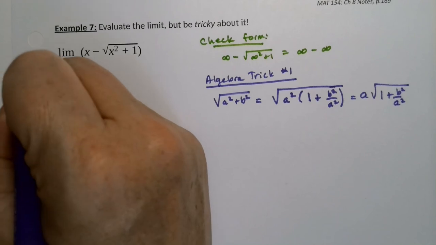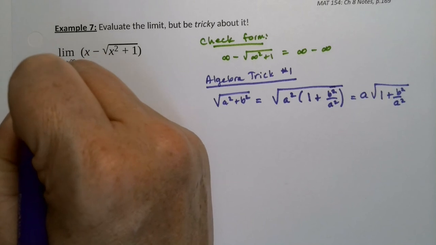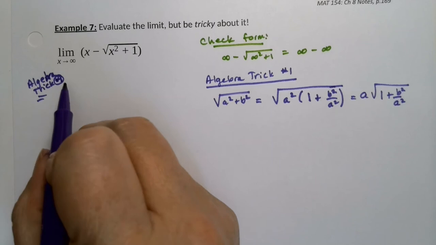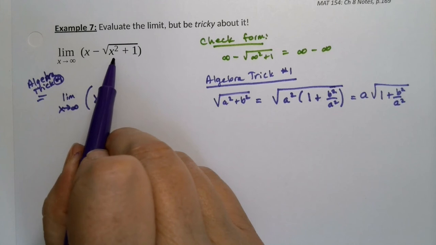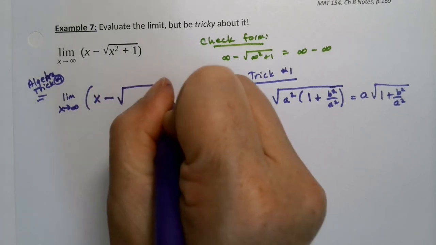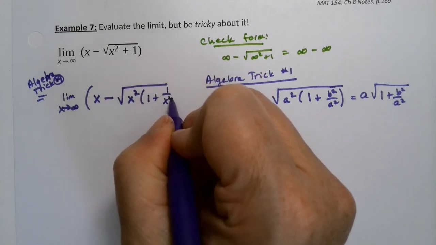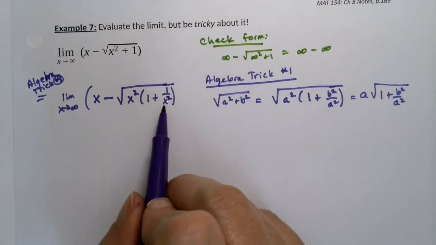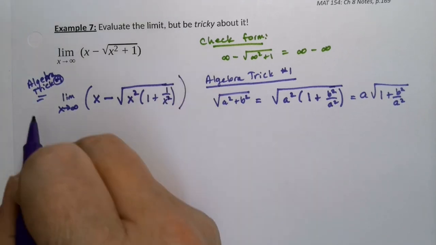So we're going to use algebra trick number 1. This is the limit as x goes to infinity of x minus, there's a squared, there's b squared. So I'm going to factor it. I'm going to say, hey, that's x squared times 1 plus 1 over x squared. Now, why am I doing all this? Well, because I really want that 1 over x squared, because that's not indeterminate. 1 over infinity is 0. See what I'm doing? So I'm applying the algebra trick.